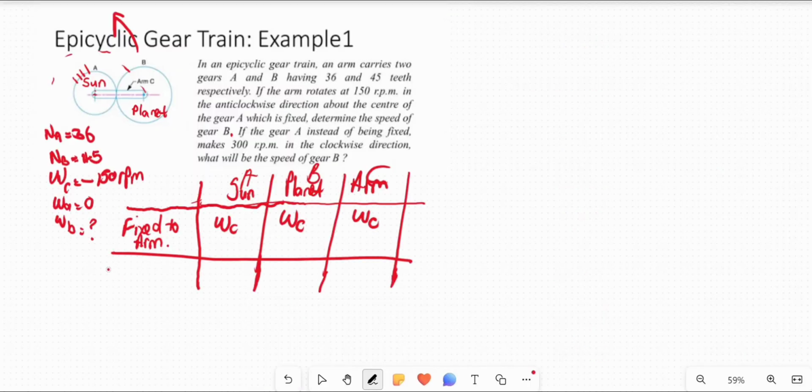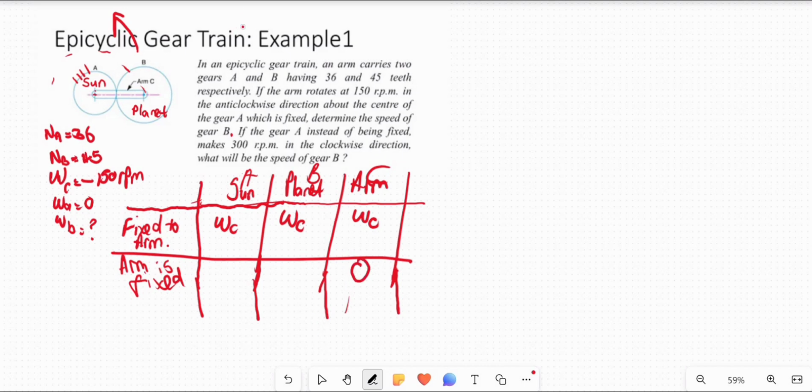Let's go back to the whiteboard. Now the arm is fixed. When the arm is fixed, what does that mean? When you fix something, it's not moving. So when the arm is fixed in this case, what is the speed of the arm now? Can you please say that out? It's 0, because the arm is fixed.